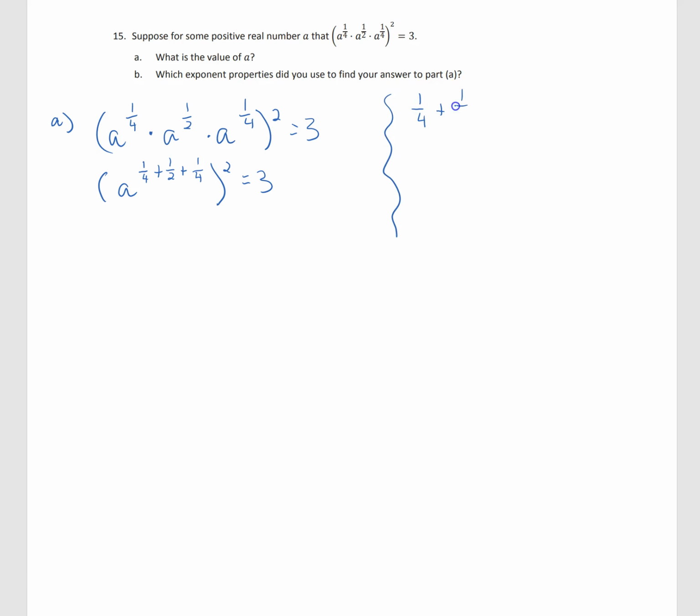Okay, so let's do this off to the side here. 1/4 plus 1/2 plus 1/4. And change this all to have 4 in the denominator, so that's 1/4 plus 2/4 plus 1/4. 2/4 is the same as 1/2. So we have 1 plus 2 plus 1, which is 4. So this simplifies to 4/4, which equals 1. So this exponent here on a is just 1, a to the power of 1.